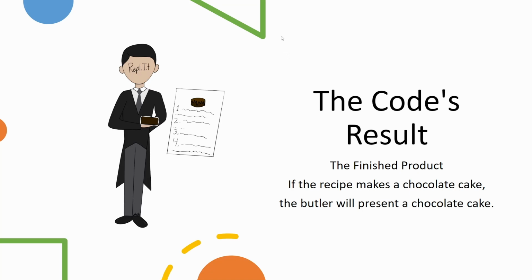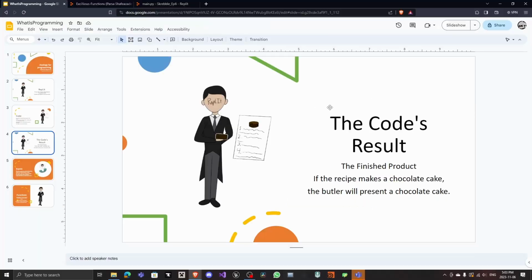But what we're trying to do is give instructions to the computer, and that computer will give us a result based on what instructions we give it. So if we give the butler, Repl.it, a recipe for a chocolate cake, it's going to give us a chocolate cake. That's pretty easy. This one does have a few more slides, but I will get to those later, and I'll leave this slideshow in the video description for you guys to look at.